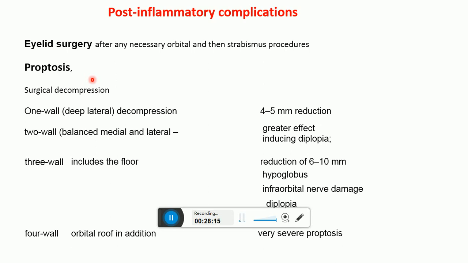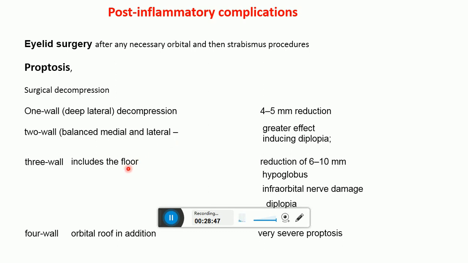One wall deep lateral decompression is effective, with approximately 4 to 5 mm reduction in proptosis, and may reduce the risk of post-operative diplopia. Two wall, the balance medial and lateral decompression, provides a greater effect but with a significant risk of inducing diplopia.